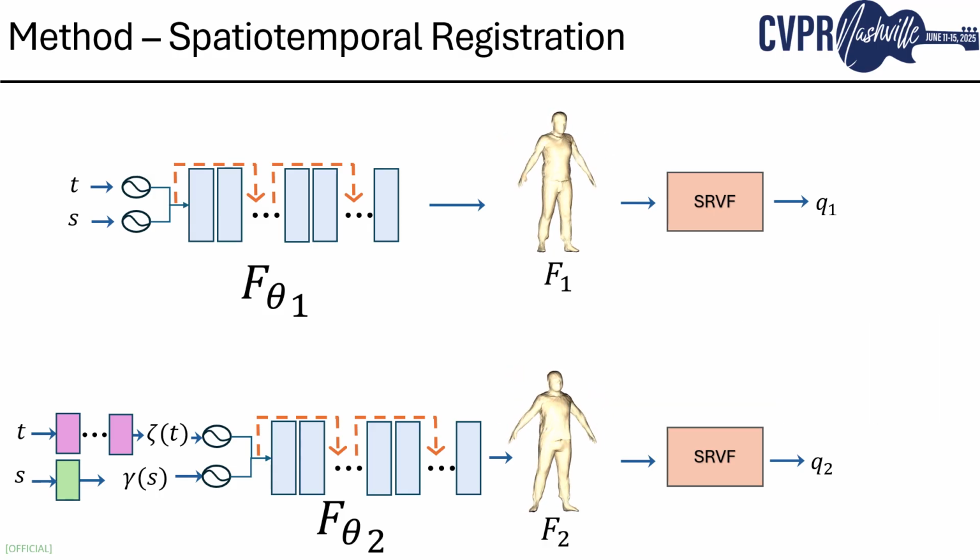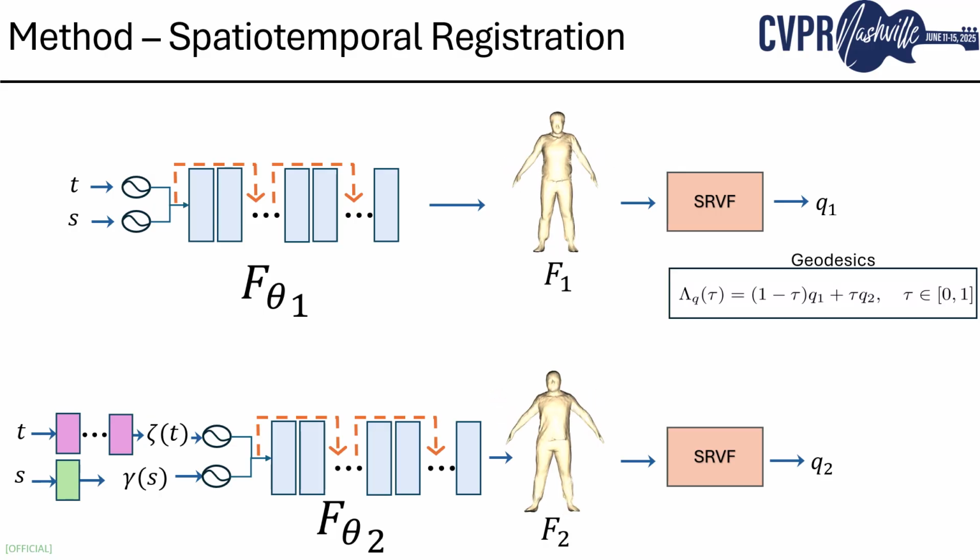Now, given spatiotemporally registered 4D surfaces, we can perform statistical analysis like computing 4D geodesic and mean. The geodesic can be defined as the shortest path with respect to the elastic metric. Since the SRVF space is Euclidean, then the geodesic path lambda between Q1 and Q2 is a straight line.